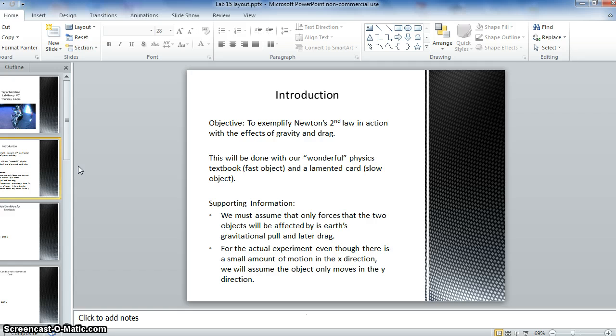One of those is we must assume that the only forces that the two objects will be affected by are Earth's gravitational pull and, later, drag for the later models. And also, for the actual experiment, even though there's a small amount of motion in the x direction, we will assume the object only moves in the y direction.